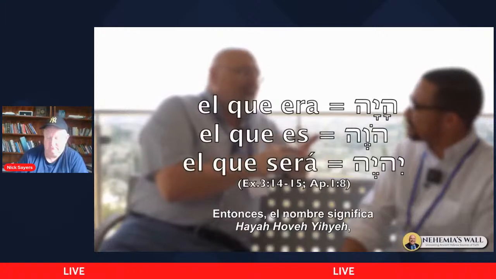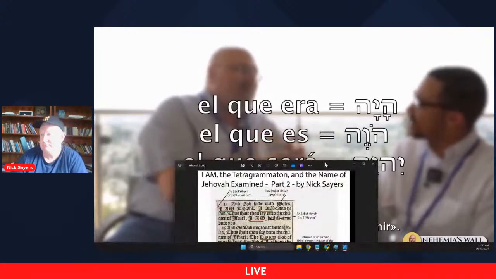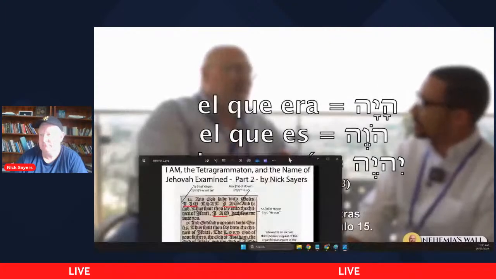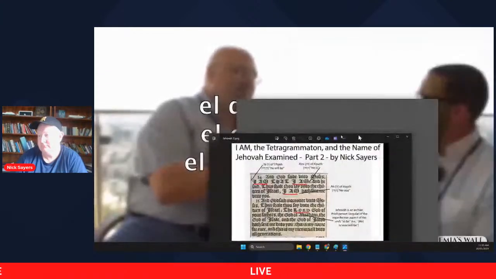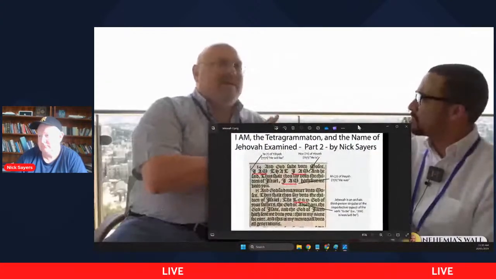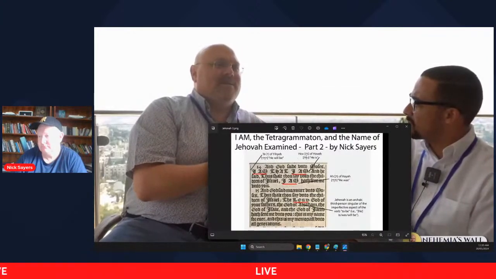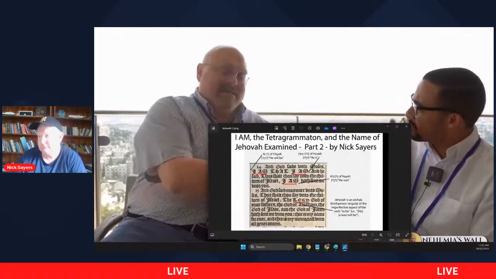So the name means Hayah Hoveh Yehyeh. He that was, he that is, he that will be. And we get that from Exodus 3:14 and how the three-letter root ties into verse 15. So that's what it means. That really isn't disputed in medieval Jewish sources. It's not really disputed, like I said, in the Book of Revelation.